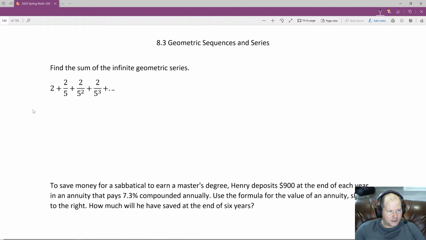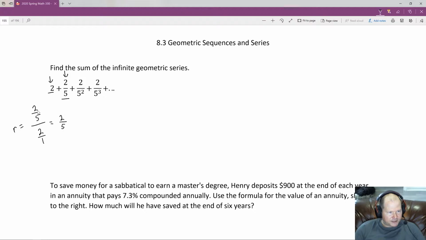So let's verify. Let's say we have 2/5 divided by 2. So that's what r is equal to, right? So it's this one divided by this one, right? The later one divided by the previous one. Okay, so this is a complex fraction.